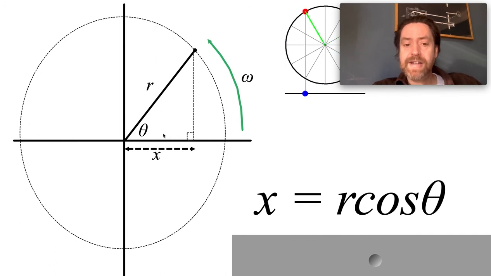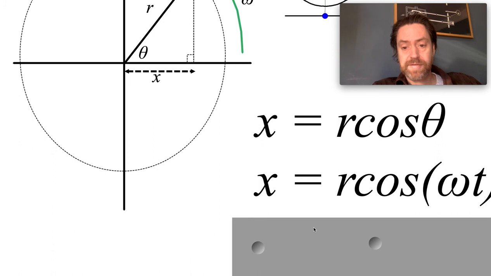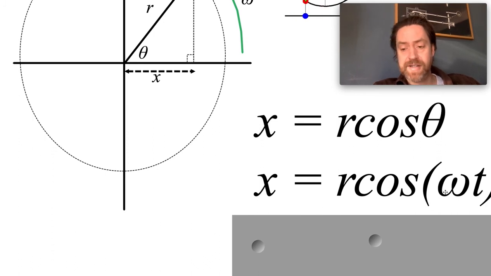So at any instant in the motion, if we've started here and moving round, we can say that the x displacement will be r cos theta, which is r cos omega t. Sorry, I said that wrong because my phone just went off. So the x displacement is r cos omega t.